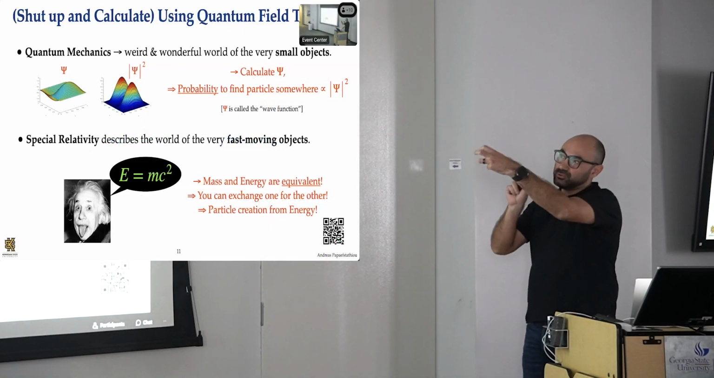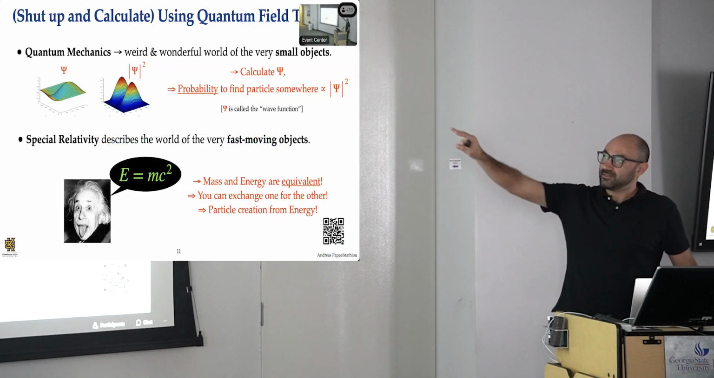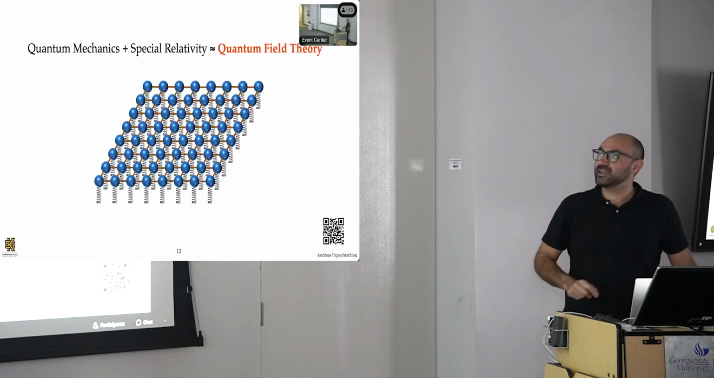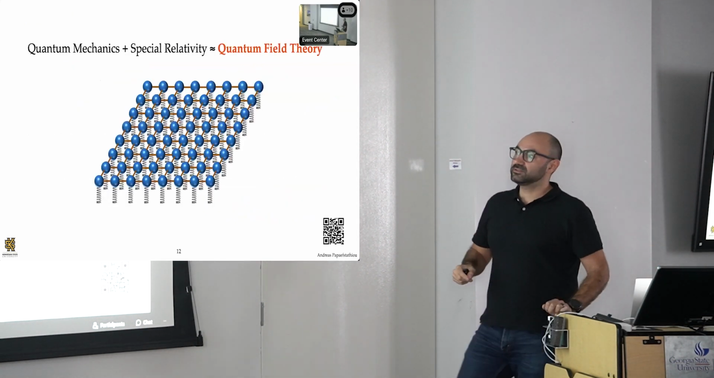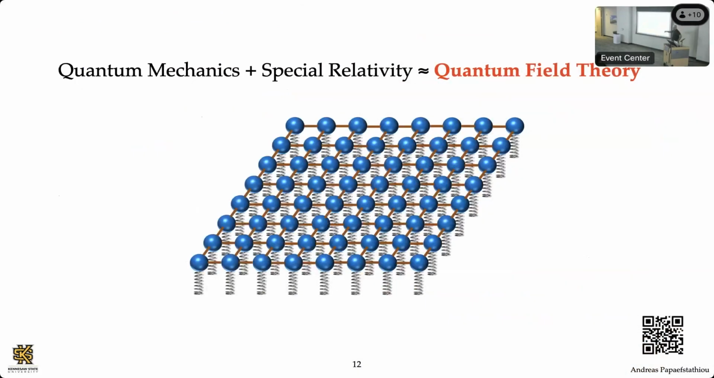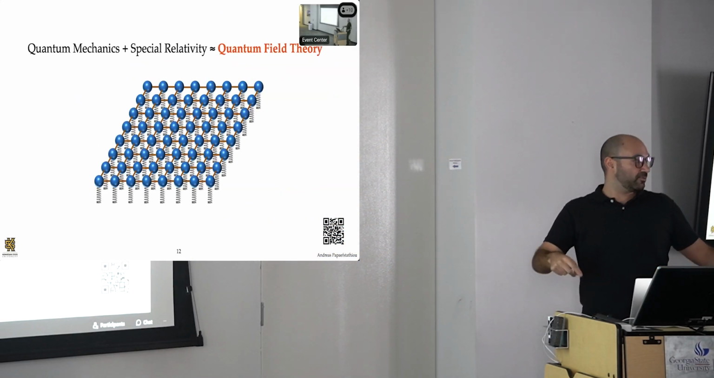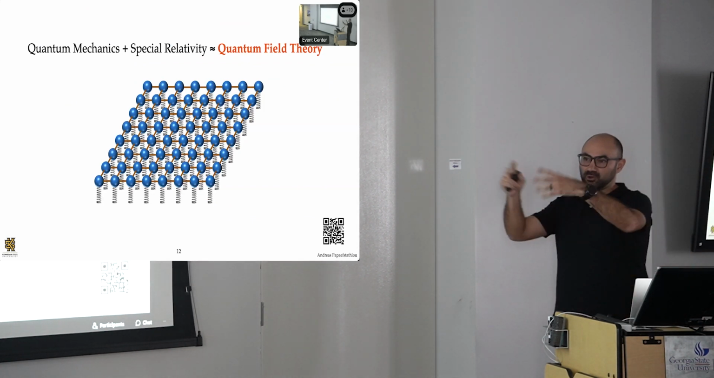So if you put the two theories together, the theory of the very small and the very fast, you get approximately something that is quantum field theory. And I like to imagine it as a kind of field, where you can disturb one point, and then something propagates. So it's basically a medium in which particles are created and destroyed. So, for example, if you consider an electron, it will correspond to a field.